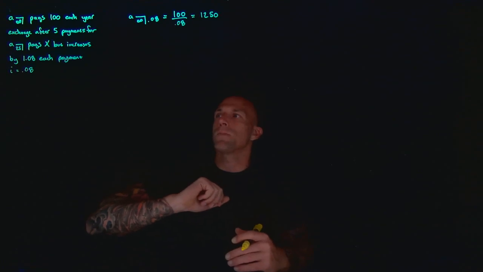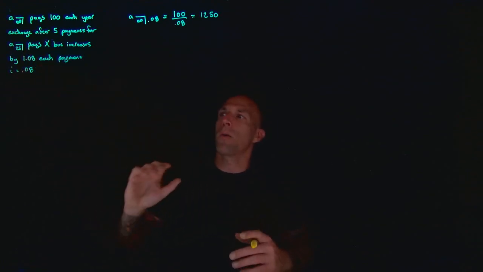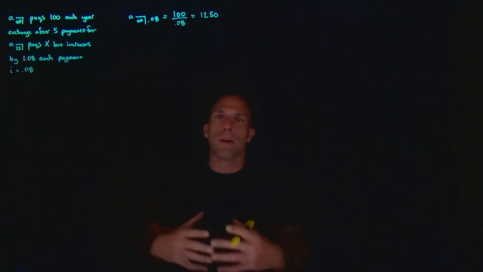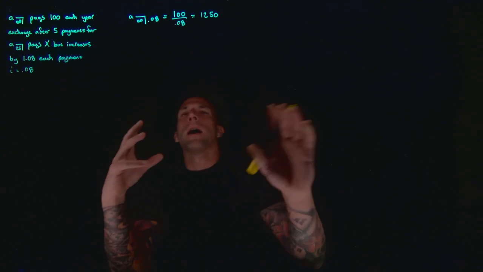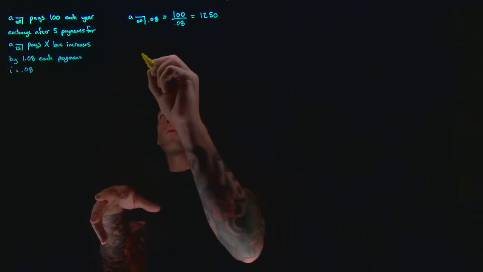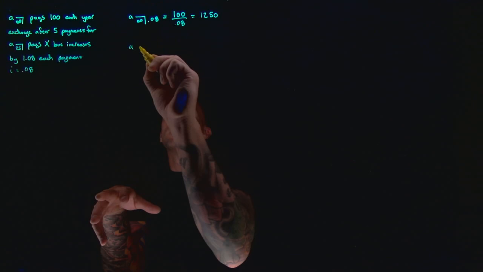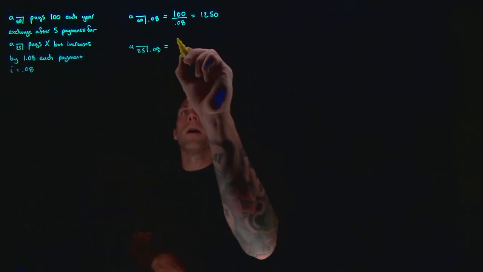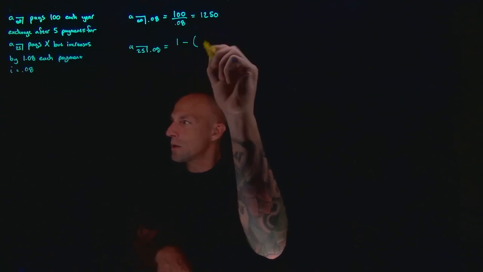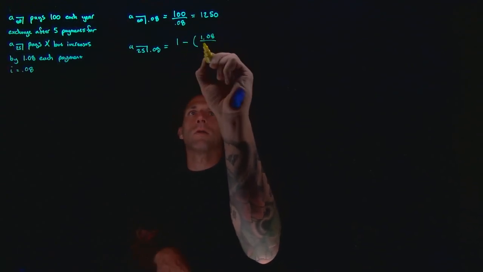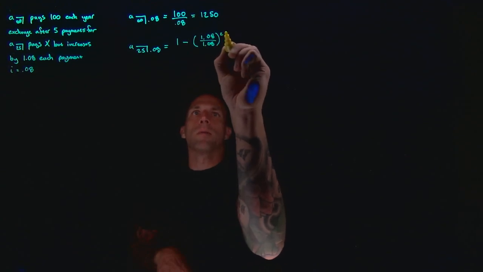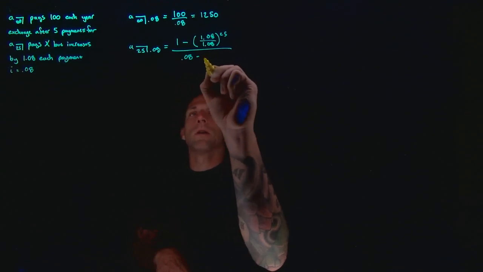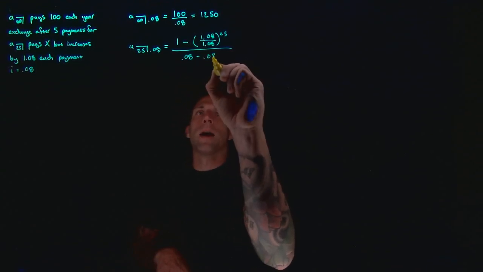So we'll come back to this, and we can see that we're increasing by 8% each payment. So that looks a lot like a geometrically increasing annuity. So let's try the formula for that. The present value of such an annuity at 8% would be given by 1 minus the rate of increase over the rate of interest raised to the number of years, divided by the rate of interest minus the rate of increase.